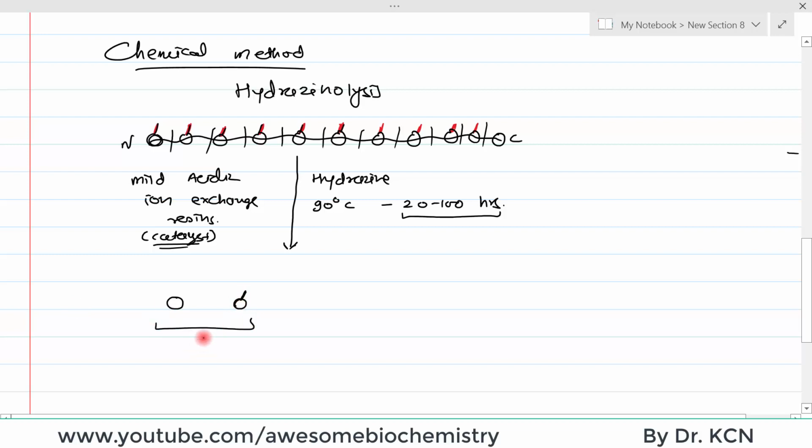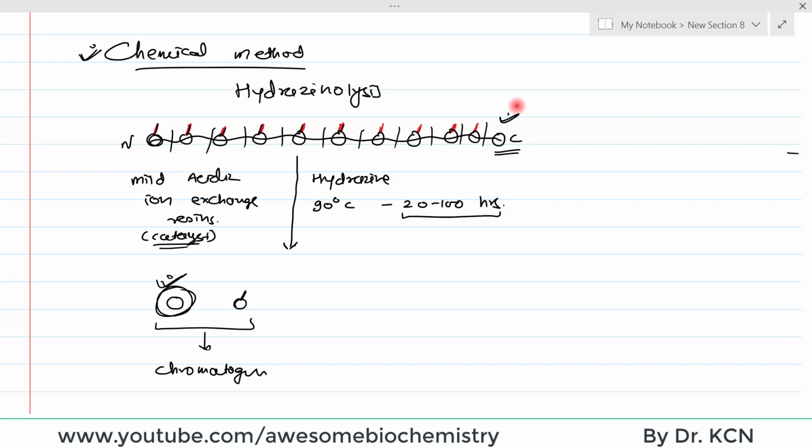So, if we use chromatography, then we can separate and identify this free amino acid, which is the C terminal amino acid. So, by using this chemical method, we can identify only a single C terminal amino acid. So, this is all about the identification of the C terminal amino acid.